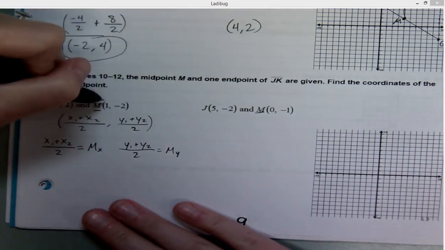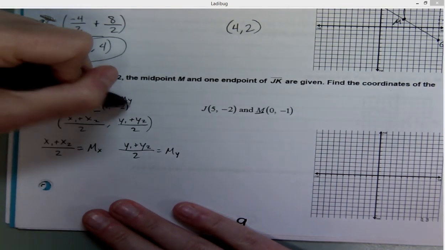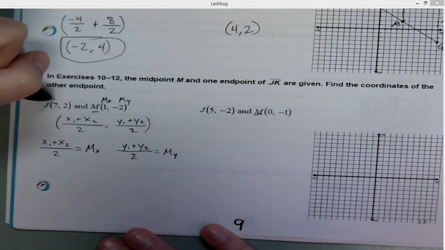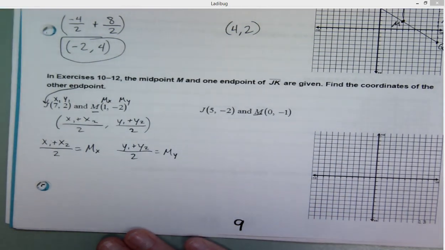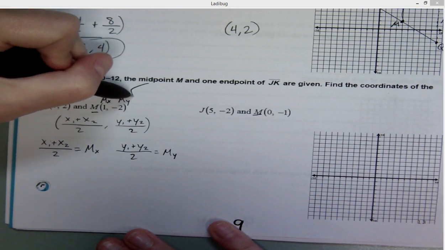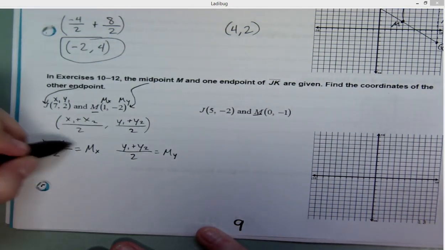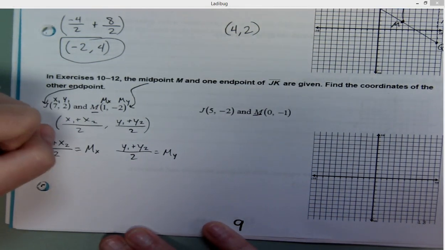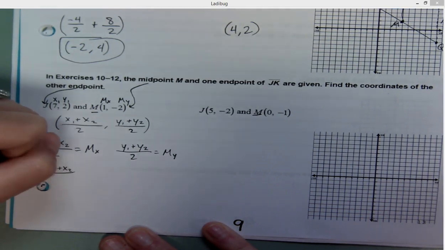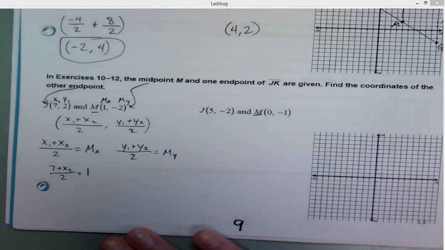This is going to be our mx. This is your x value. This is our my. This is your y value. This is going to be x1 and y1 because this is your endpoint. Alright. This is my midpoint. So now I can plug my numbers in and solve for my x2 and y2. x1 is 7 plus x2, we don't know what that is, equals our mx, which is 1.